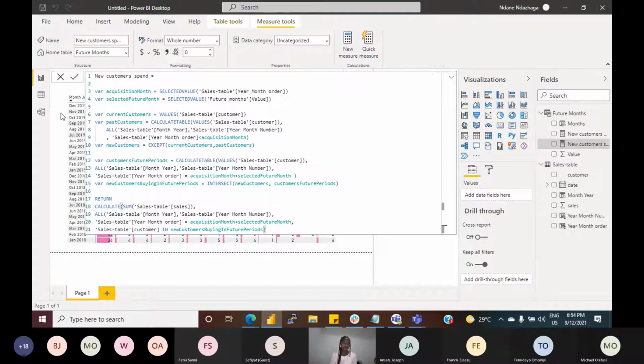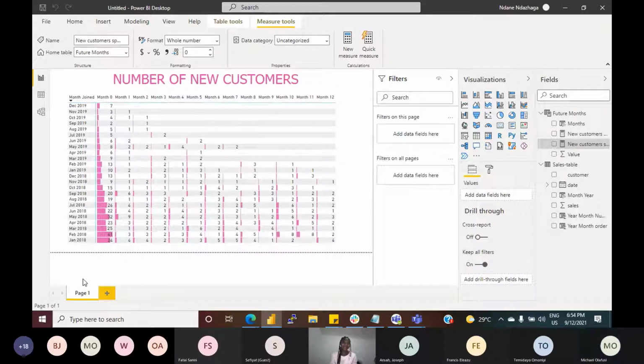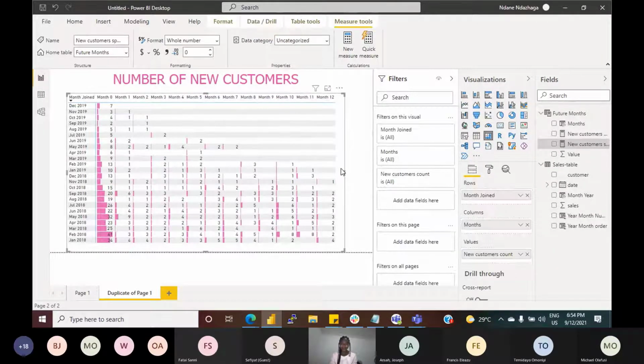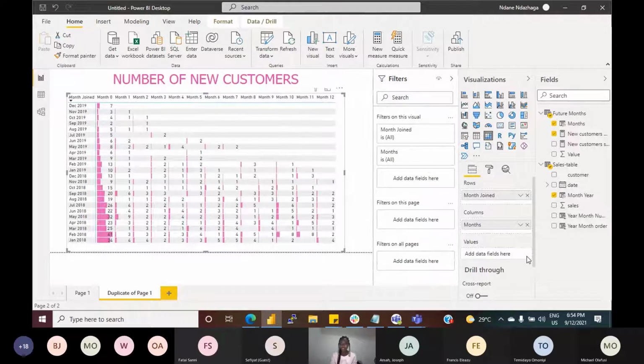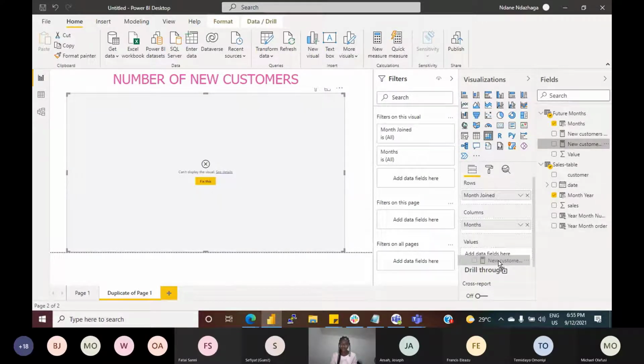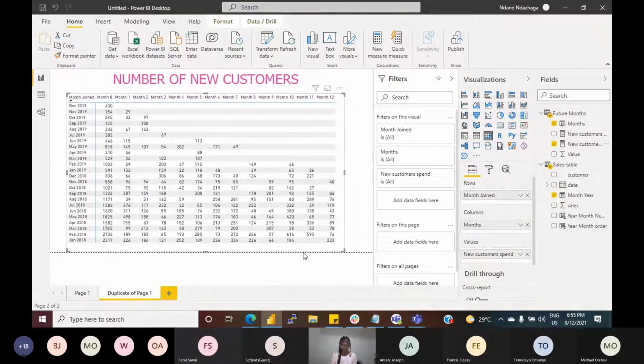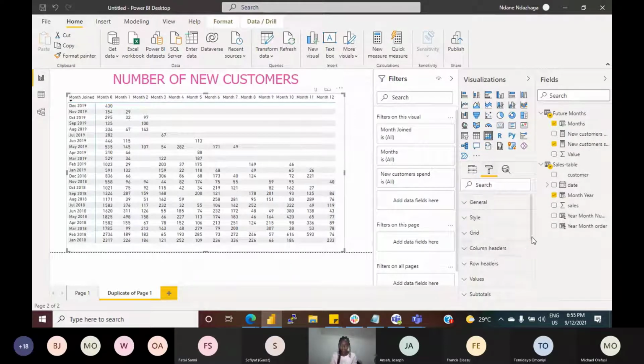Because life is not hard, I like to make things easy. You just duplicate this page, because it's the same thing you're trying to show. By the time you duplicate this page, you just remove this and add your new customer spend. And you just need to add your data bars.